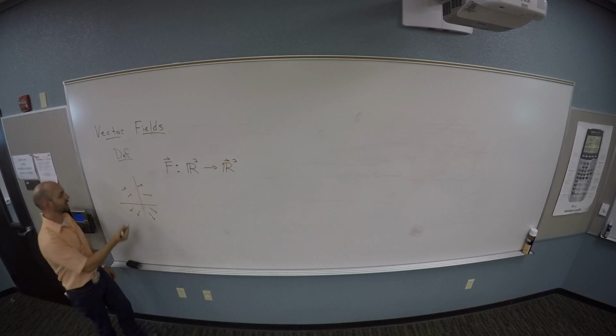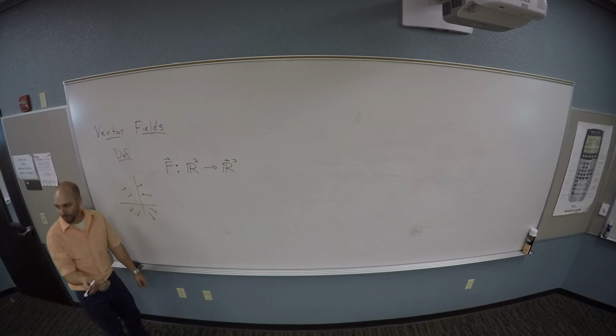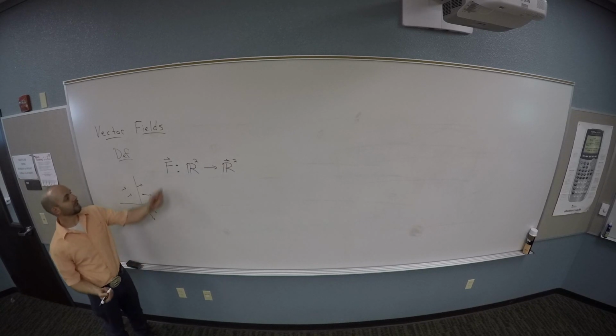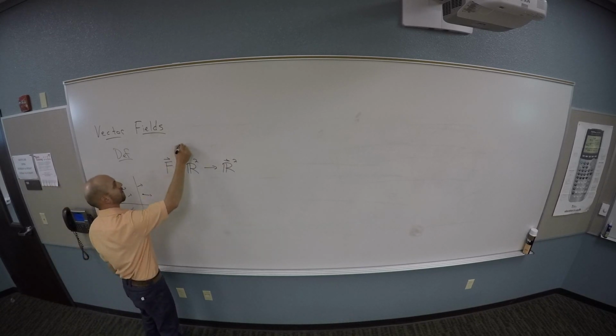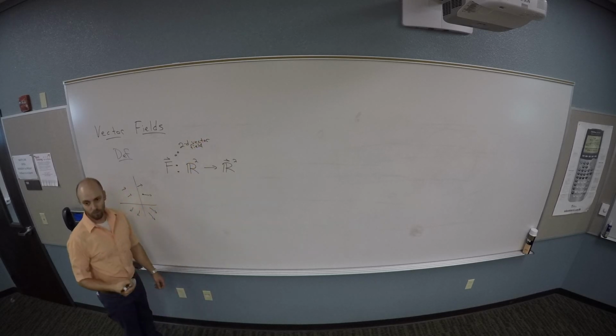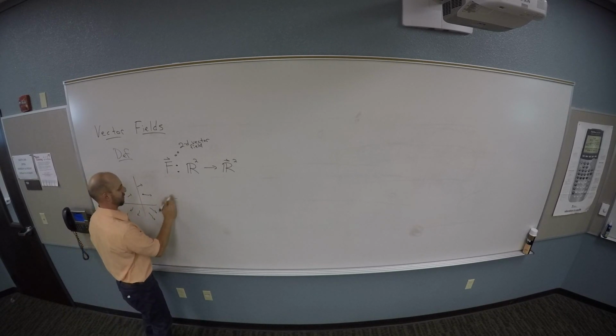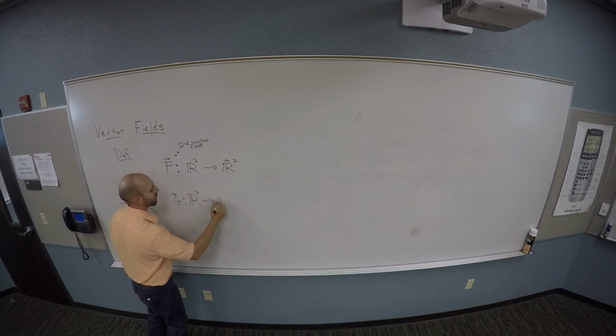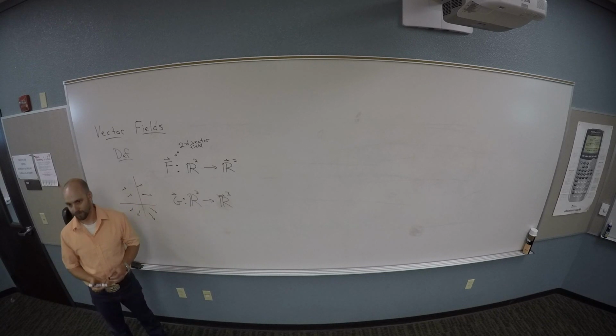So I take a point, and at each point I'm going to draw a little vector. You guys see that? So this is a 2D vector field. What would a 3D vector field be? From R3 to an R3 vector. Yeah, perfect. It takes a point in 3 dimensions and turns it into a three-dimensional vector. Cool.